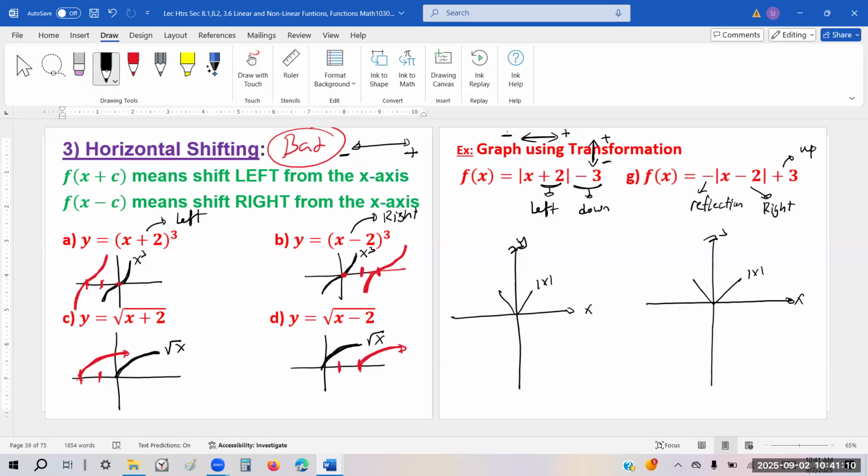So here it says, take this origin, go left 2, down 3. So we take this origin, go left 1, 2, and then from that space, go down 1, down 2, down 3. Here you stop, and then you draw your absolute value again.